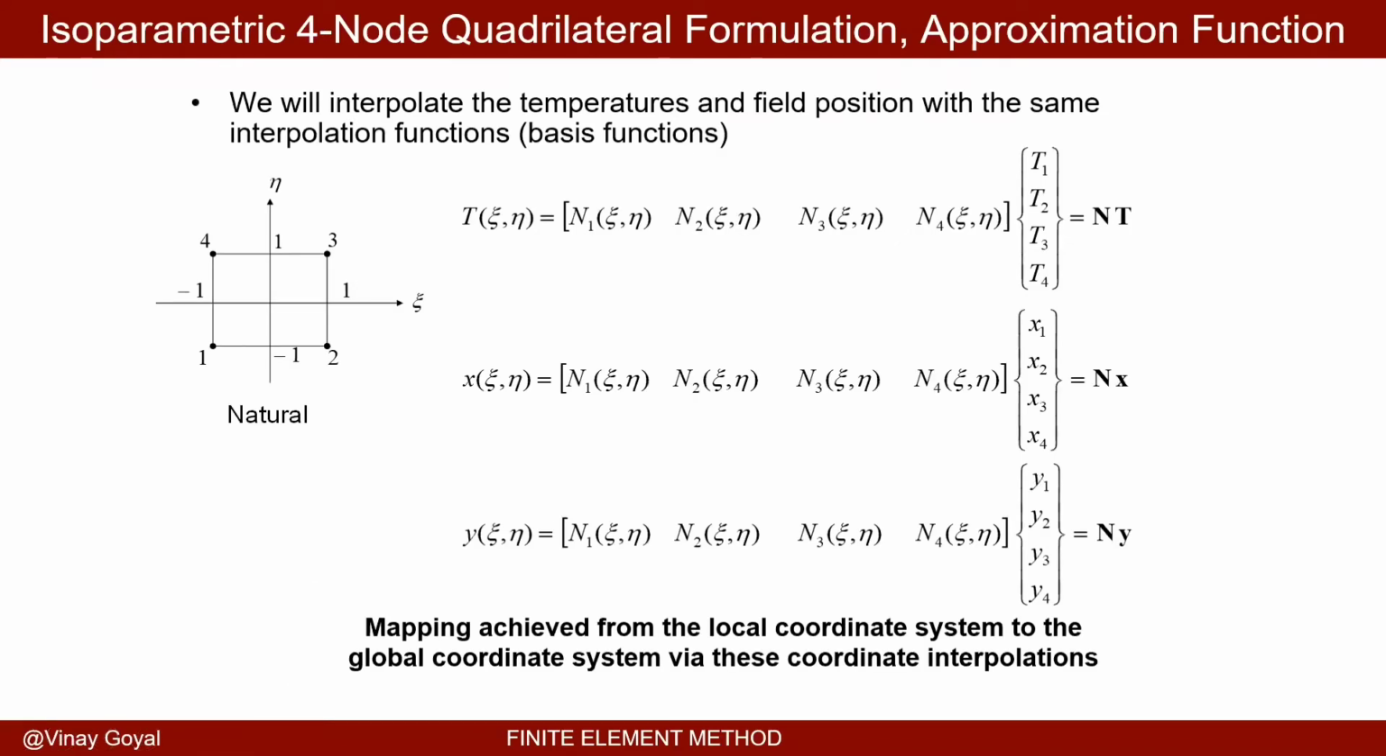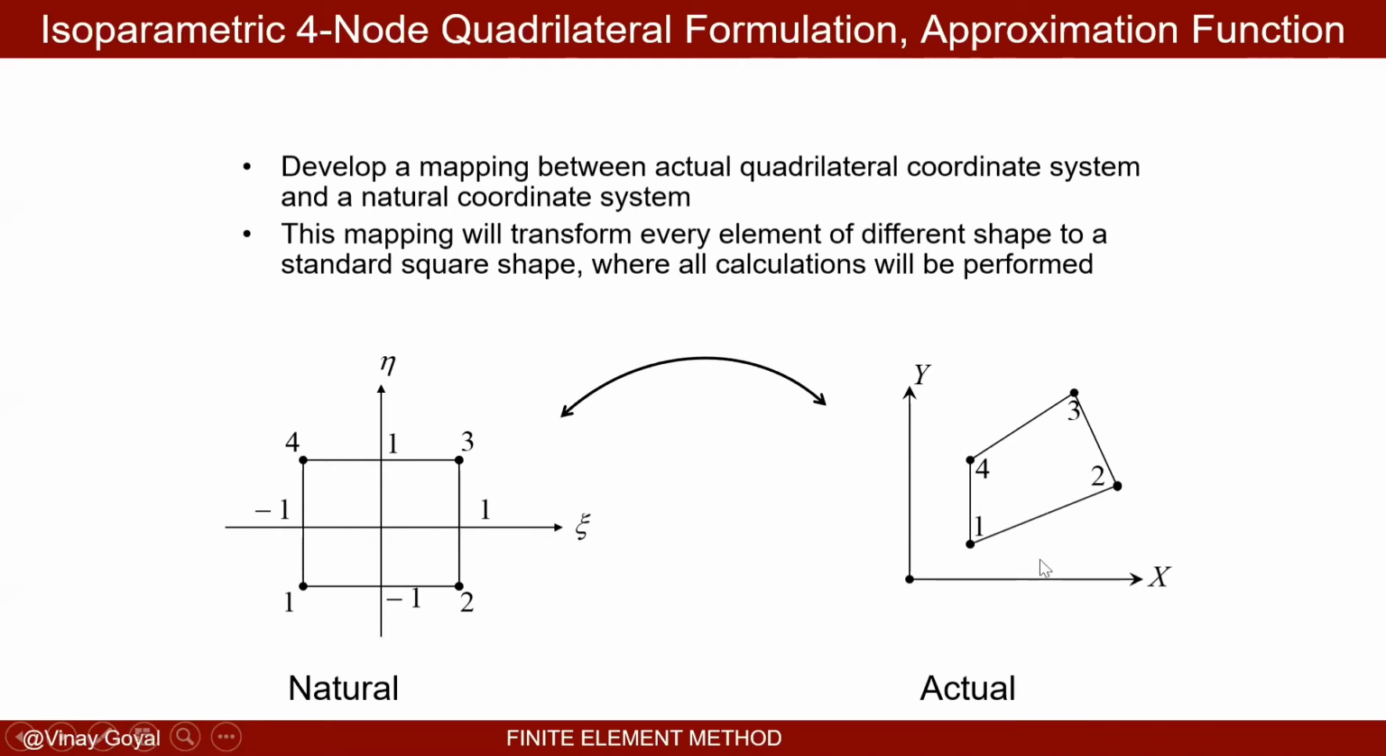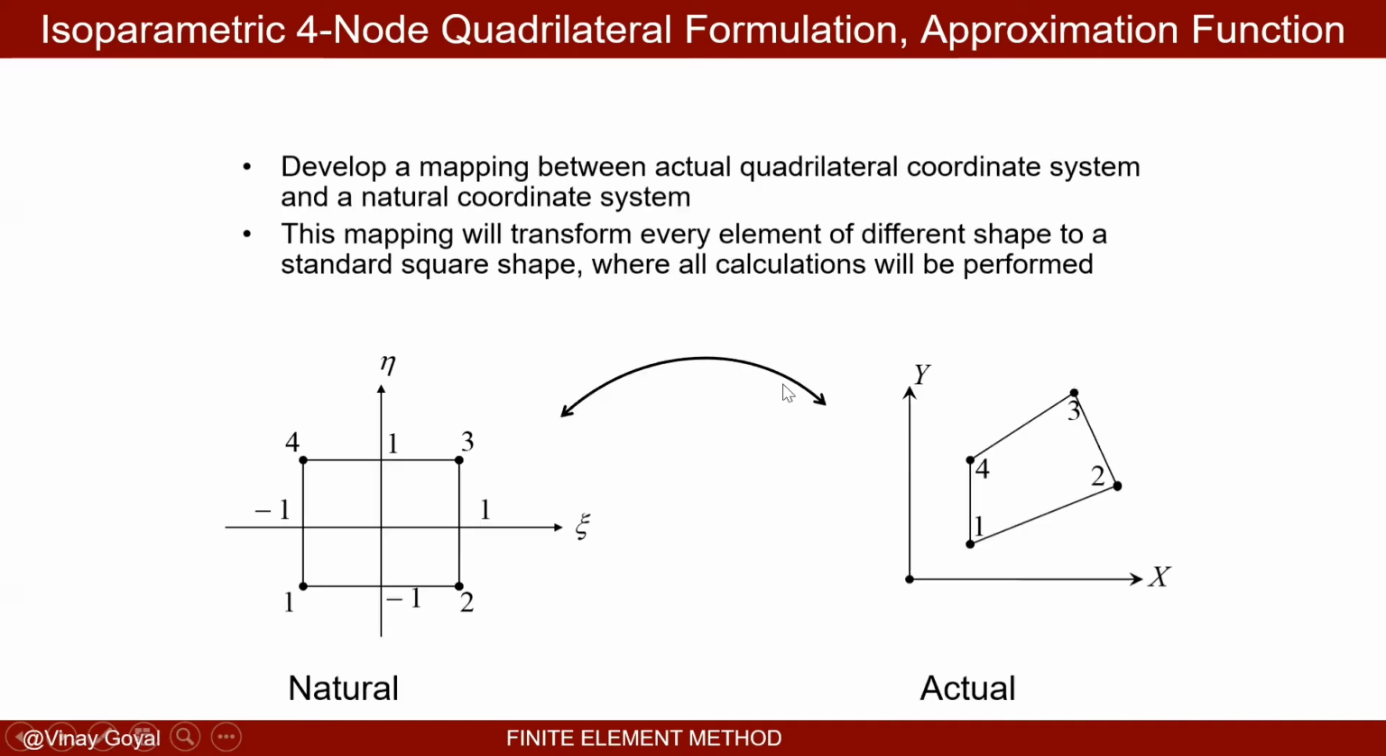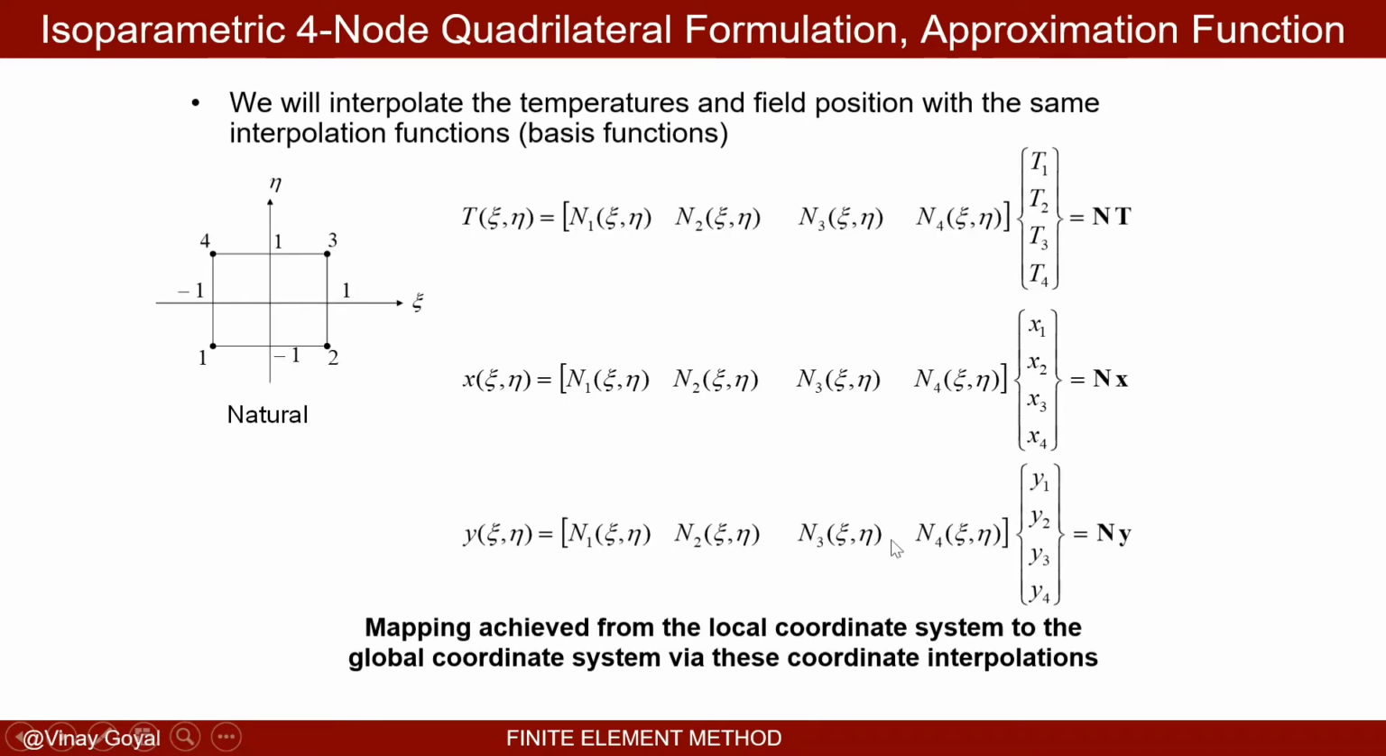Very powerful idea. So now I have approximated the temperature over this domain, notice, using this equation. And then this is a transformation that allows me to go from here to here and from here to here. But this equation clearly represents a situation where I can go from here to here, because the shape functions are only in terms of this coordinate system.